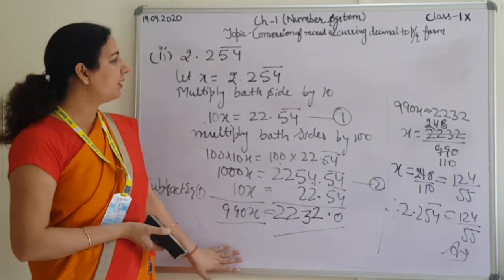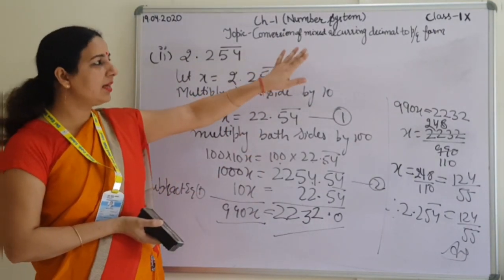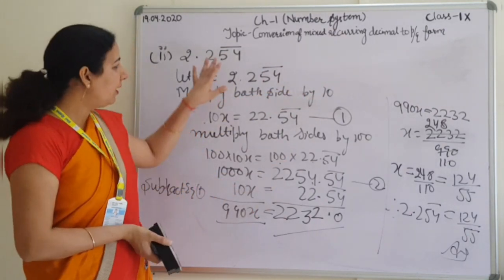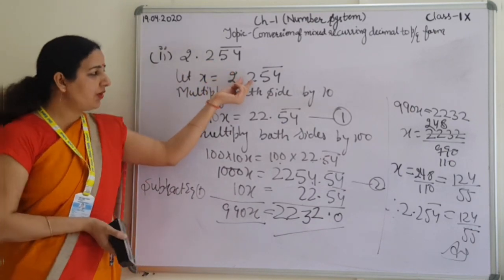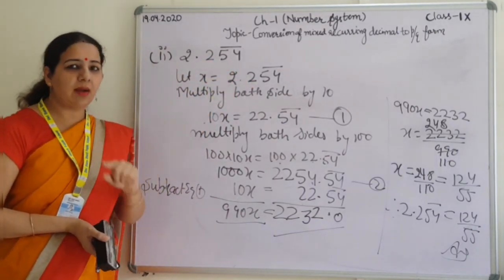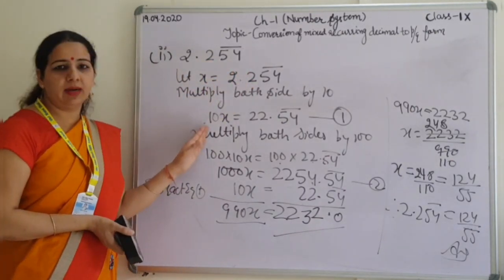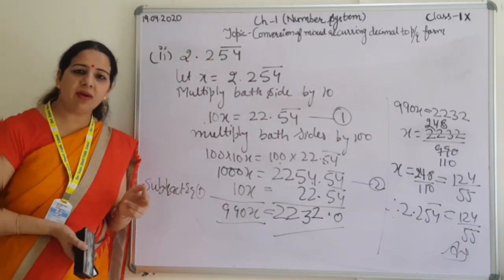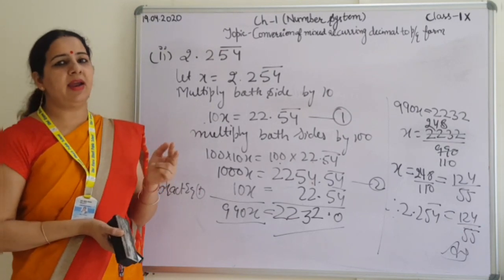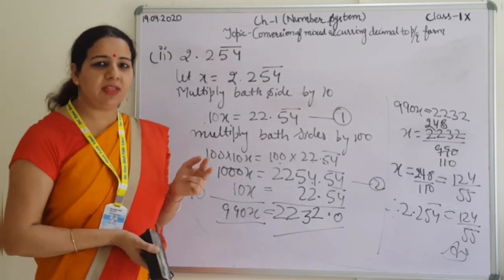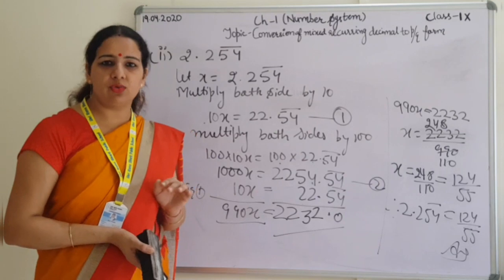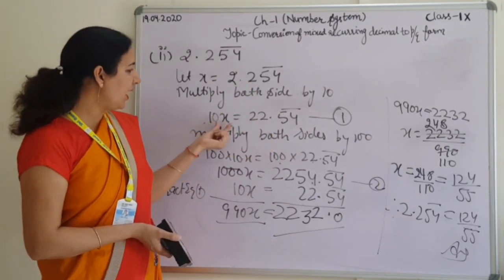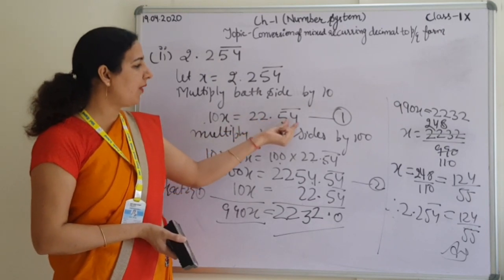So this is the method of how to convert a mixed recurring decimal into P by Q form. The first step is just to shift the number that does not have the bar sign before the decimal. If one number is there, multiply both sides by 10. If two numbers are there, multiply both sides by 100. If 3 numbers are there, multiply both sides by 1000. After doing this step, your question will be 10x is equal to 22.54 bar.